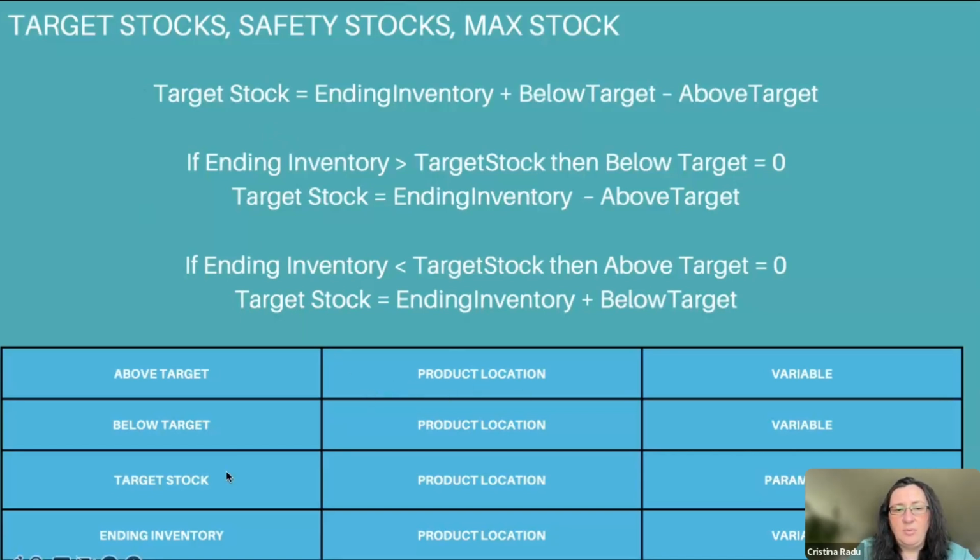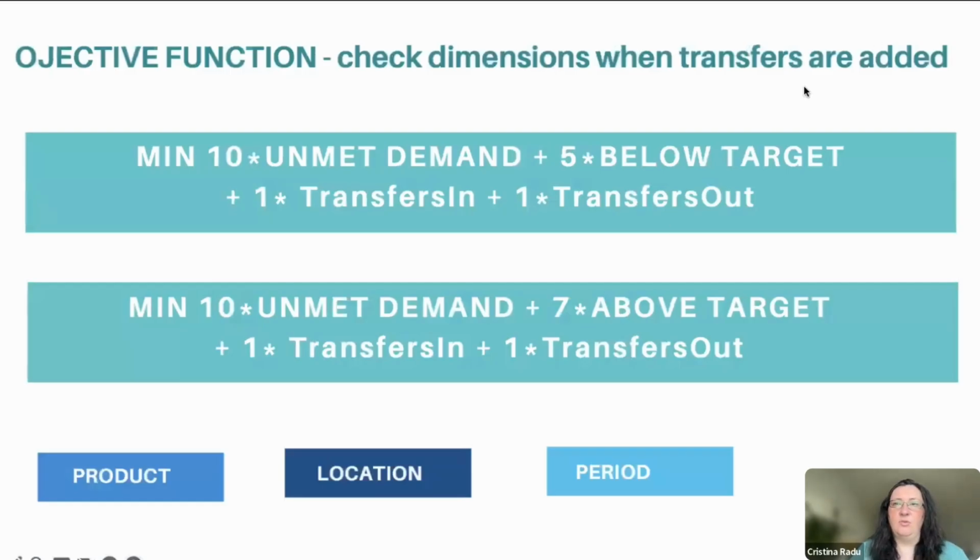And just a little recap. The target stock, as I said, is an input, or how we call it in AMPL, a parameter. So this comes from the input data. The ending inventory is a variable, and the same goes for above and below target. They are also variables, and they vary between buckets, products, locations, and so on. Now, because we use those slack variables and we transform this hard constraint into a soft constraint, we need to put a penalty in the objective function. So this is what I'm showing here.